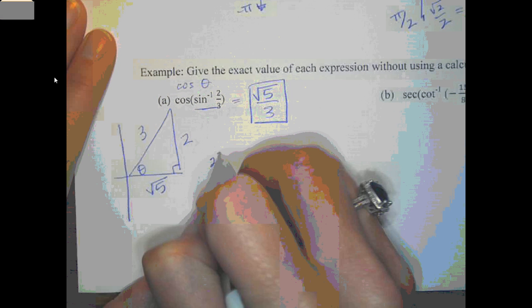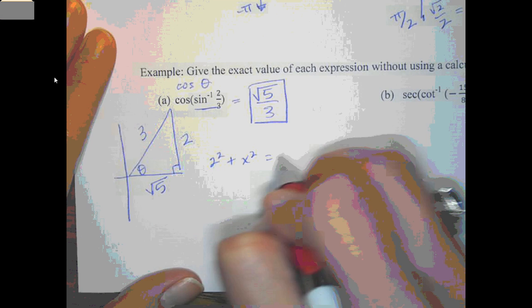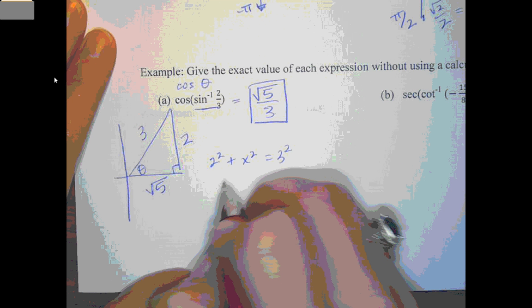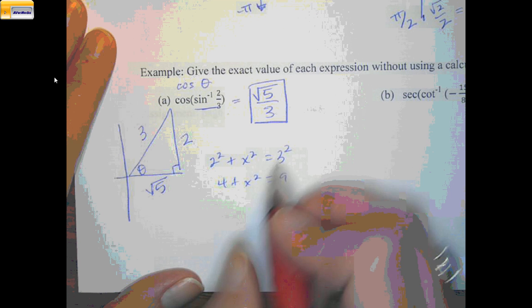So we have 2 squared plus whatever the x squared was equals 3 squared. This is 4 plus x squared equals 9. Subtract 4.